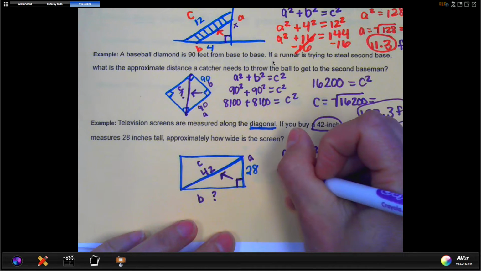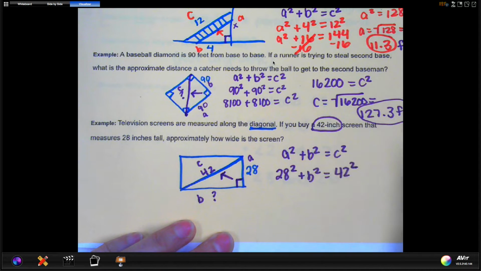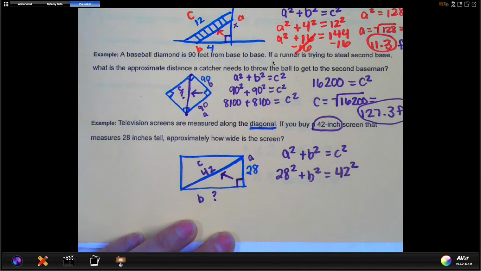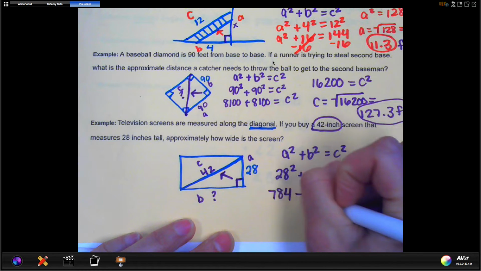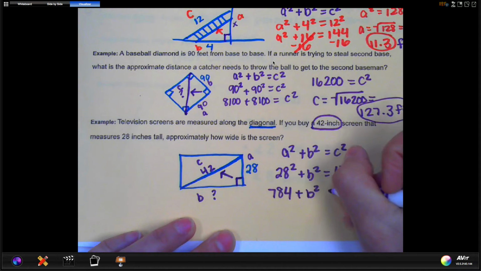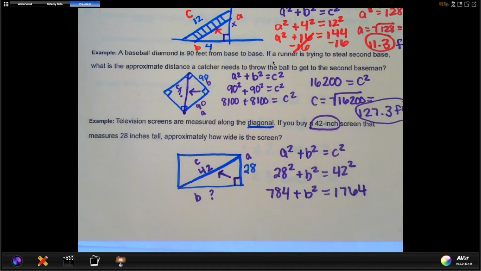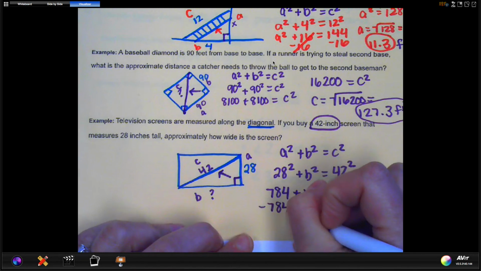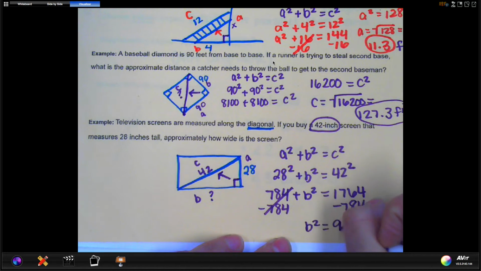Okay, so A squared would be 28 squared. B squared we don't know. And C squared is 42 squared. Okay, so in your calculator, if you don't know what 28 squared is, or 28 times 28, make sure you type that in. It is 784 plus B squared. Again, 42 squared, or 42 times 42, type that in, and you get 1,764. This one, they are on opposite sides of the equal sign, and we're trying to find B. So we are going to cancel or subtract the 784 here, subtract it over here, and then we get 980. So B squared equals 980.